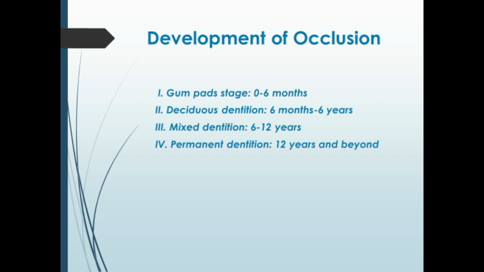This continuation of changes in the dental relationship during various stages of the dentition can be divided into four stages. First, gum pad stage, from 0 till 6 months. Second, deciduous dentition, from 6 months till 6 years. Third, mixed dentition, from 6 years till 12 years. Fourth, permanent dentition, from 12 years and beyond.